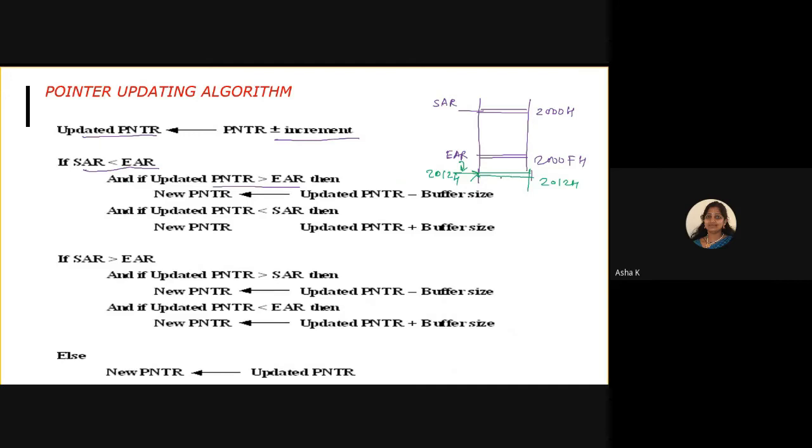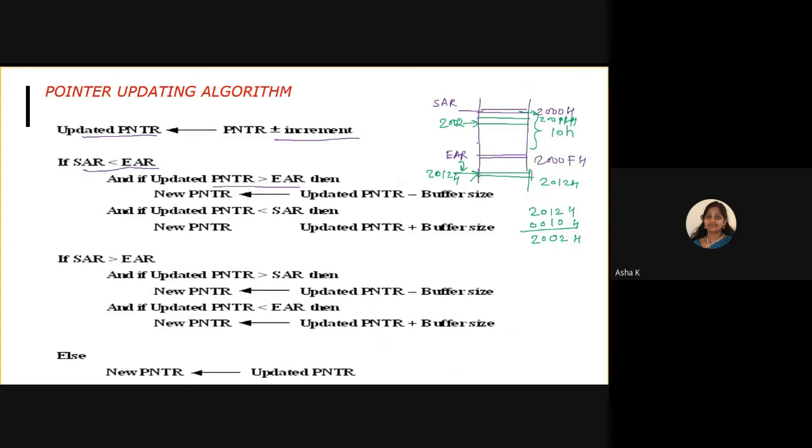If this is my updated value, the new pointer is equal to the updated pointer minus the buffer size, whatever the buffer size may be. We had a buffer size of 10 hexadecimal. Now the new value is 2012 minus 0010 hexadecimal, and the new value I'll have here is 2002 hexadecimal. So if this is 2000 hexadecimal, this is 2001 hexadecimal, and this is the new, updated value, 2002 hexadecimal.